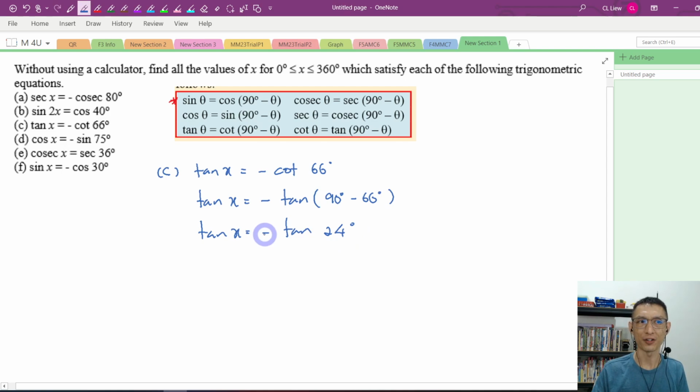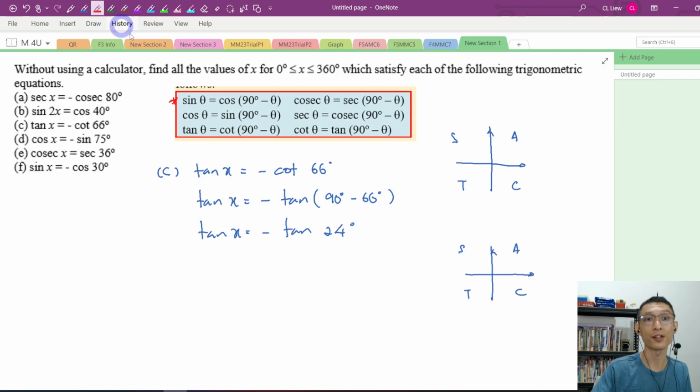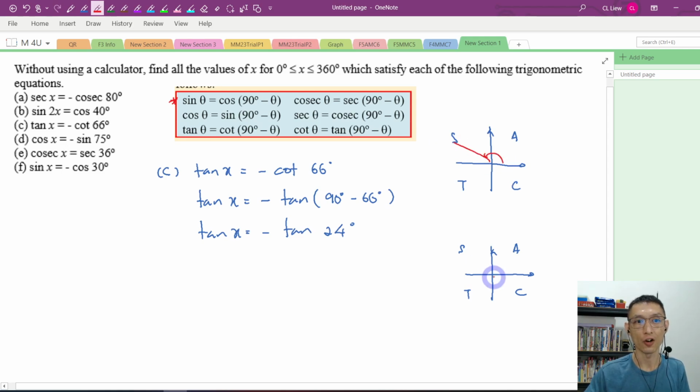But you see a negative sign, right? Tangent of x, you will get a negative value. So according to the ASTC rules again, ASTC, we know that this angle x is in the second quadrant or the fourth quadrant. Second quadrant or the fourth quadrant. Okay, and where's the 24 degree? 24 degree is over here, reference angle, and over here.